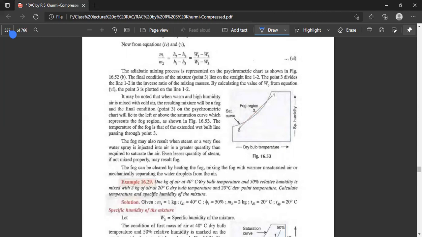So what they are saying is, if the point on the psychrometric chart lies to the left and above the saturation curve, as shown here, we represent a fog region. The temperature of the fog is that of the extended wet bulb line passing through point 3.